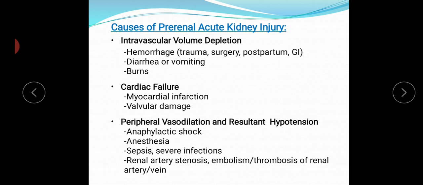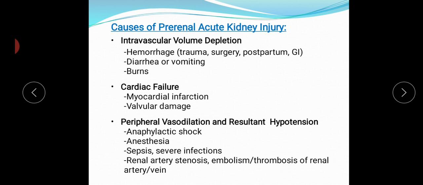Okay, so it may be again grouped. The first common cause is intravascular volume depletion. That means there is a severe decrease in the plasma volume, which may lead to decreased blood supply to the kidney. It may be due to severe hemorrhage, severe diarrhea, vomiting, or burns. All these causes will ultimately decrease the plasma volume severely, and that will decrease the blood supply to the kidney and decrease the GFR.